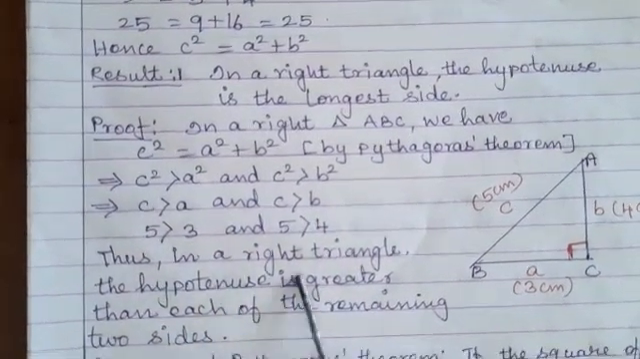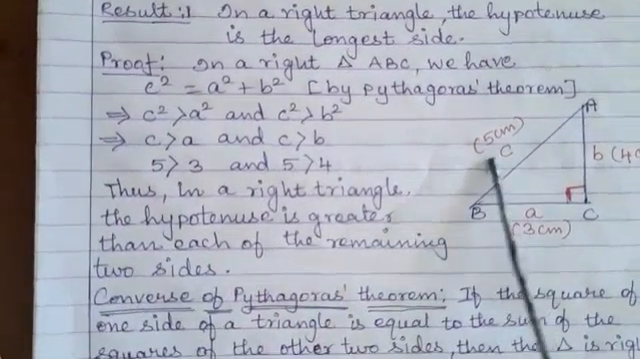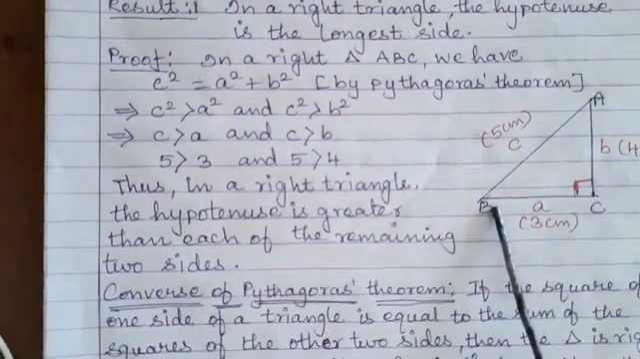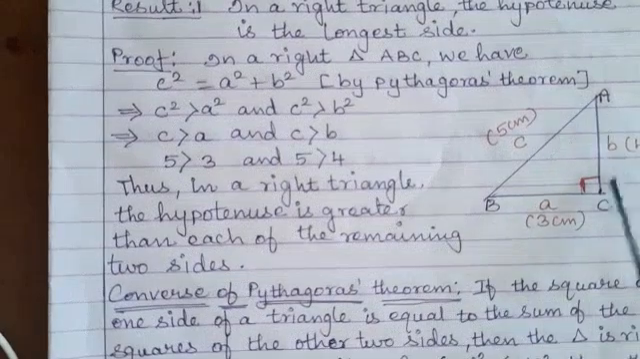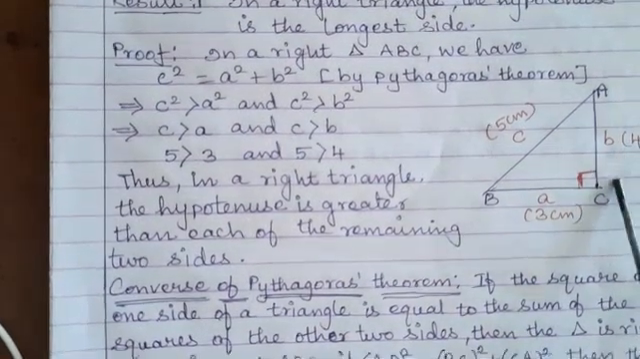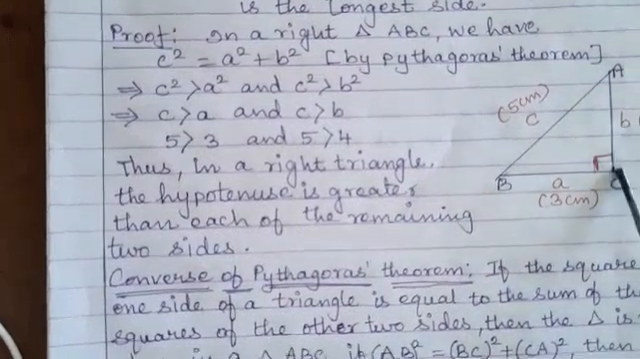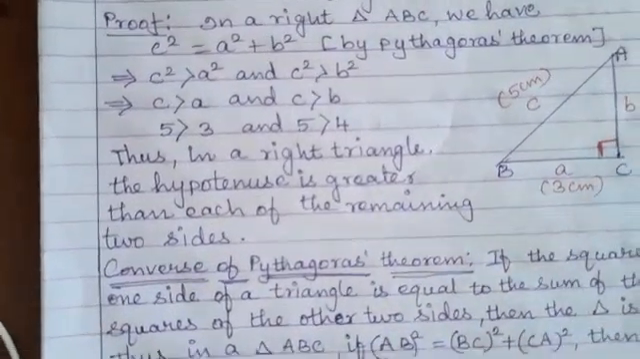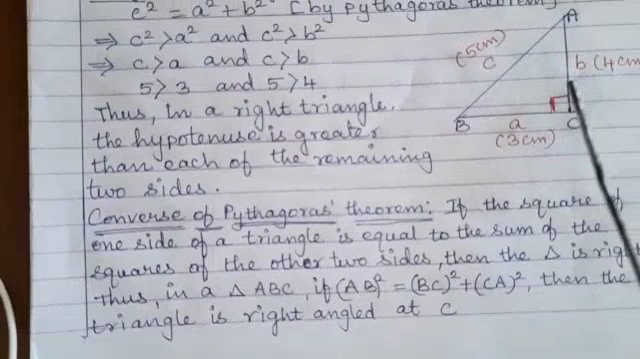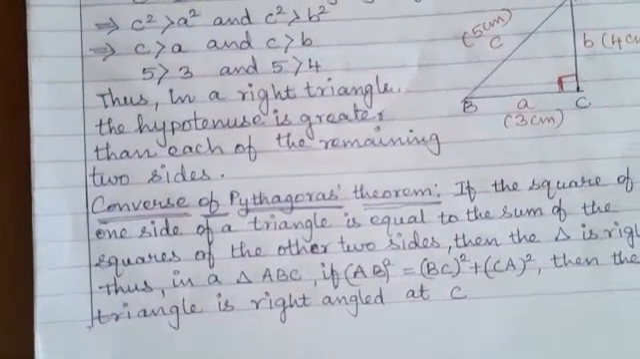So thus in a right triangle, the hypotenuse AB is greater than each of the remaining two sides, that is BC and AC. The hypotenuse is greater than BC and the hypotenuse is greater than AC also. Then BC and AC are known as the legs of the right angle triangle.